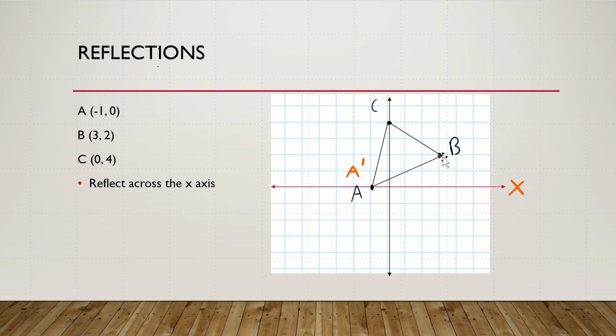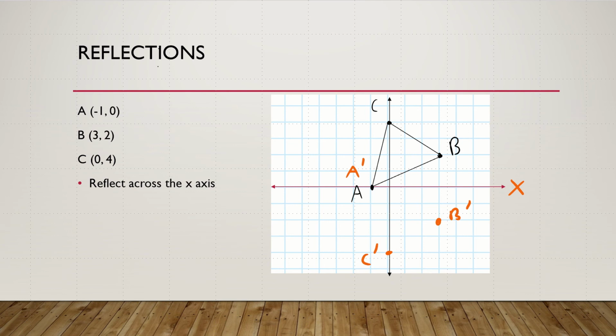Let's move on to B. B is 2 units away from the x-axis. That's 2 units right there. So B prime will be 2 units below the x-axis. B prime is going to be right here. And then lastly, we have point C, which is right here. That's 4 units away from the x-axis. And so C prime will be 4 units down here. So 1, 2, 3, 4, right there.